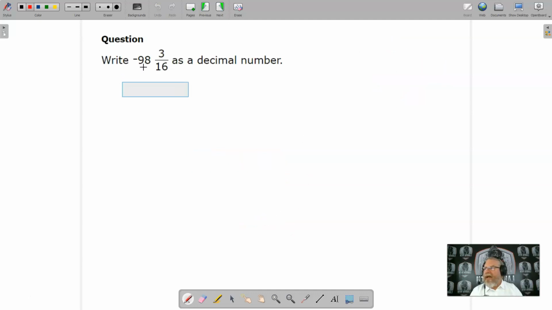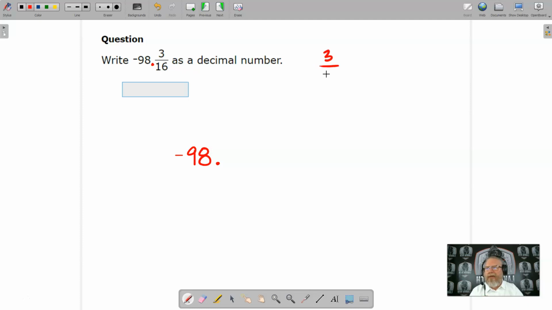On the next one, write negative 98 and 3/16 as a decimal number. All right, so we know the decimal is going to go here between the integer and the fraction portion. So let's put our negative 98, get the integer portion out of the way, decimal, and now we need 3/16 as a decimal. That one might be kind of tricky because, well, it's not going to go into 100. It might go into 1,000. We'll go ahead and check.